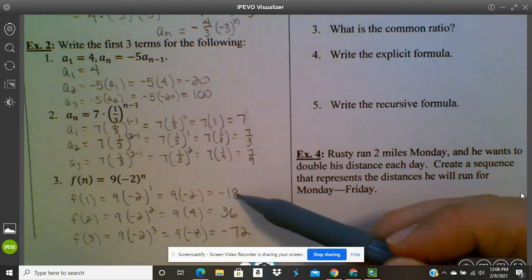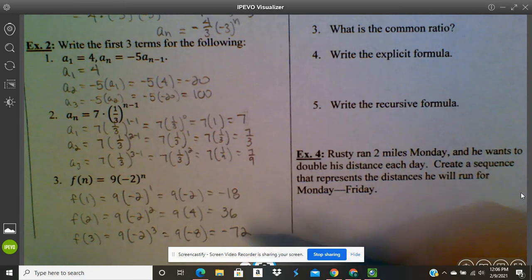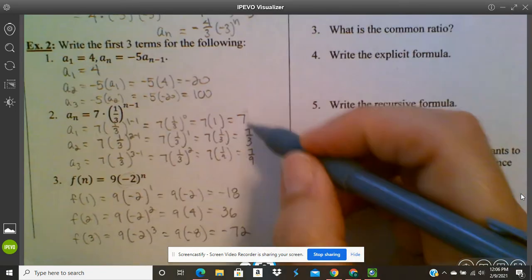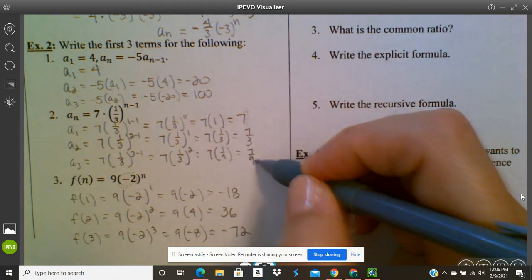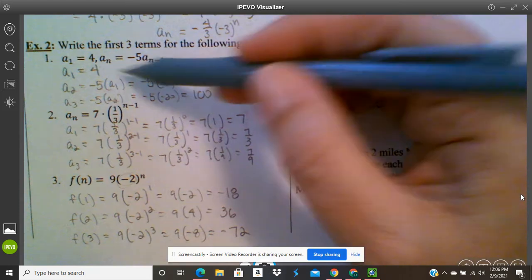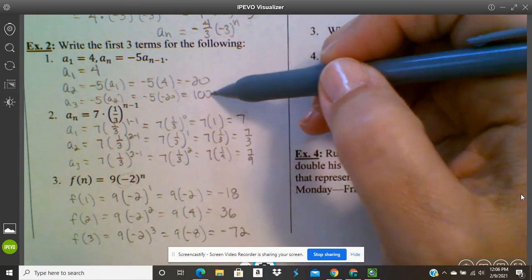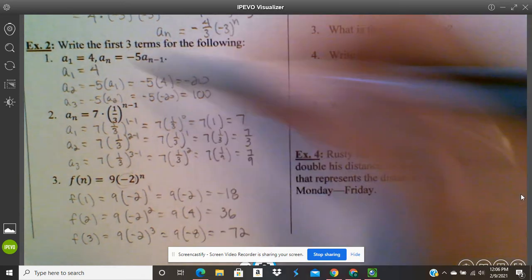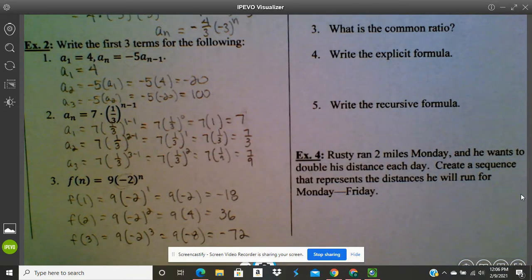And I want you to notice here that we multiplied by -2 each time. Where do we see it? It's right there. For this one, we multiplied by 1/3 each time. We see it here. For this one, we had 4, -20, 100. So we multiplied by -5, and we see that there. So keep those things in mind as you go through.